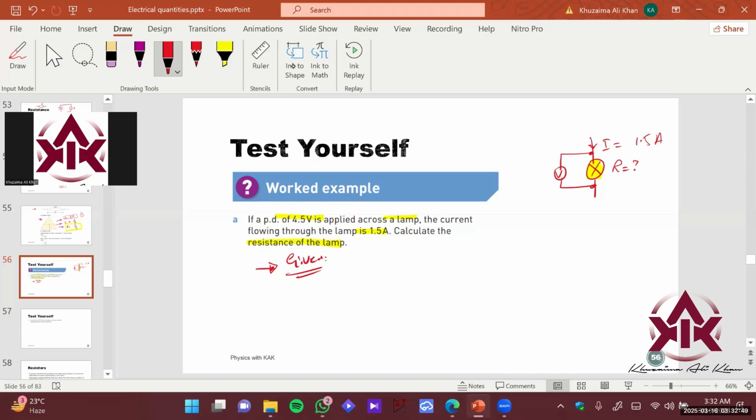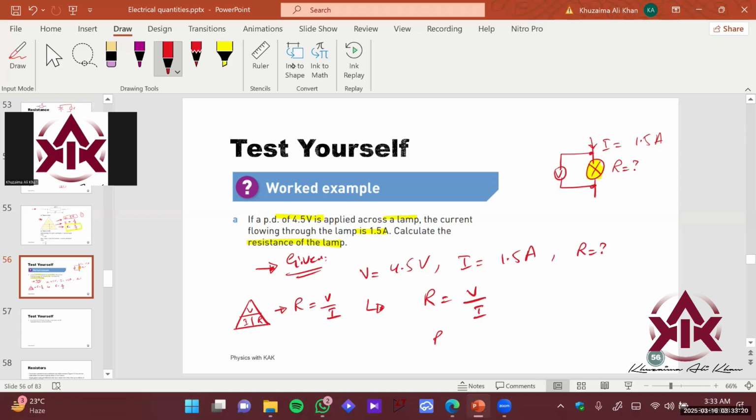What is given to you? You're given the potential difference across the lamp. You're given the current flowing across the lamp, that is 1.5 amps. You want to find the resistance. So what is the formula for resistance? Just recall the pyramid here. The pyramid was V, I, R. How do you find R? R is V over I. This is the formula over here. So R equals V over I.